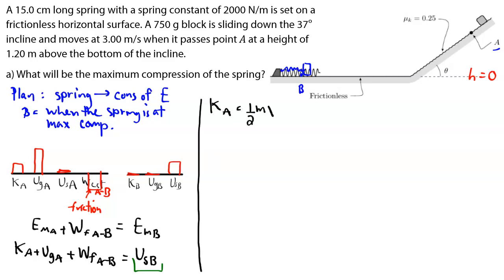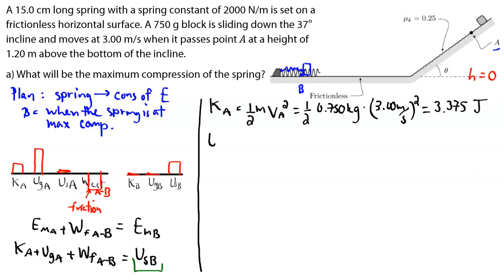times the mass times the velocity when the block is at A squared. So if we plug numbers in there, we get 1/2 times the mass, which is 0.750 kilograms, times the velocity, which was given as 3 meters per second, all of that being squared. And what we get is that the kinetic energy of the block as it passes point A will be equal to 3.375, and the units that we get, kilograms meters squared over second squared, that's just a joule.